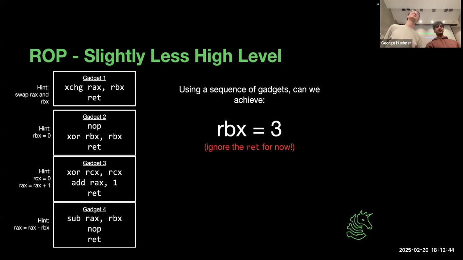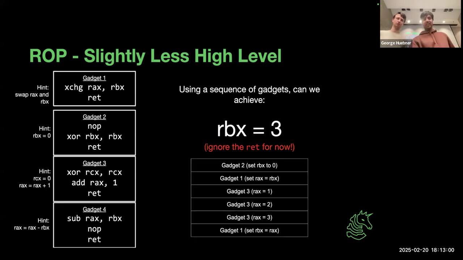Okay, I'll bite. So you start with gadget 2 to put on RBX. And then I would swap RAX, RBX with gadget 1, and use gadget 3 times and swap the gadget. Yeah, that's absolutely correct. So you will call gadget 2, set RBX to 0, then you can swap them with gadget 1 and increment RAX 3 times, and then swap them back, and RBX is equal to 3.